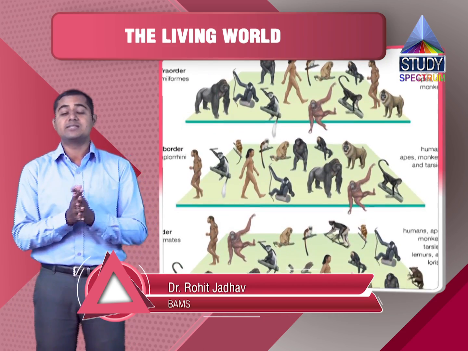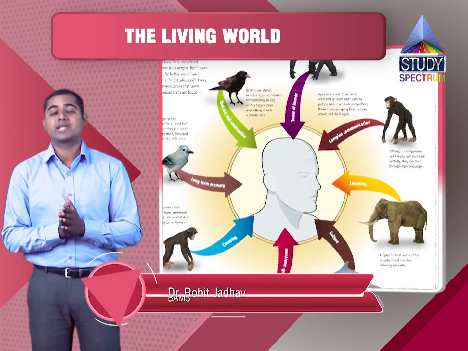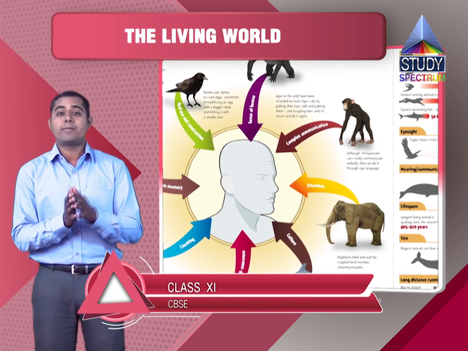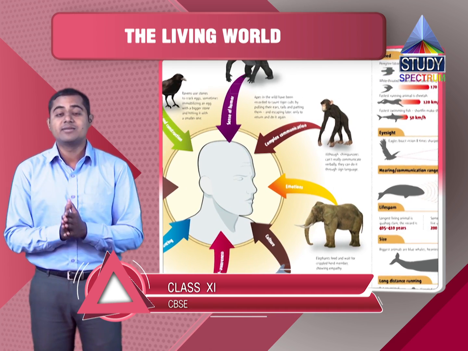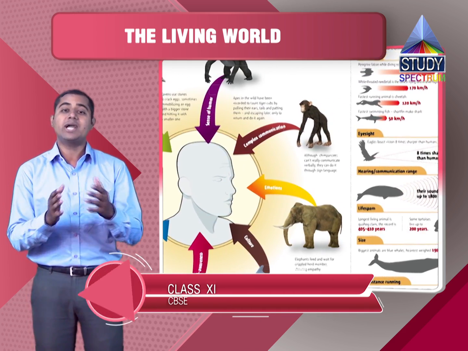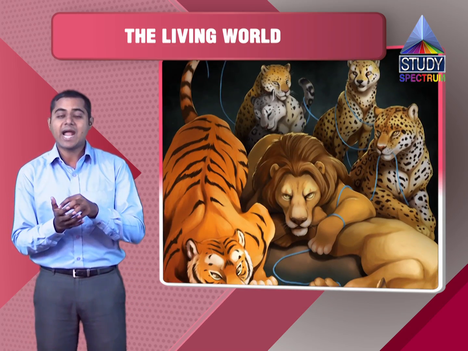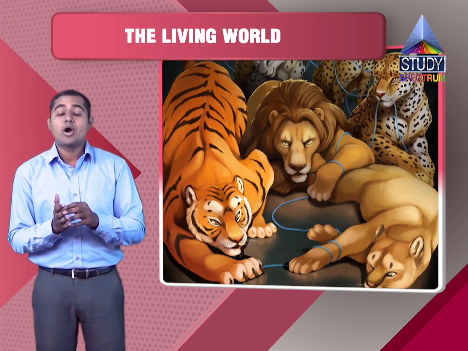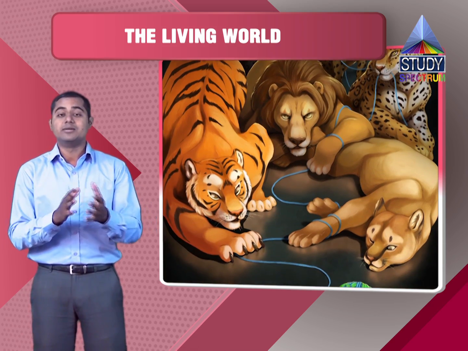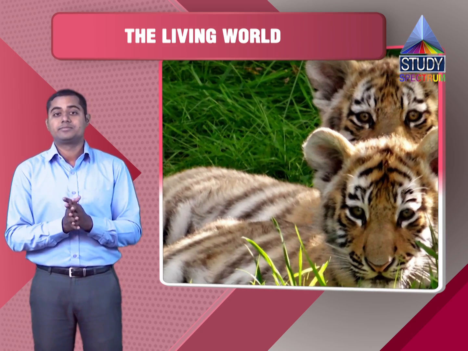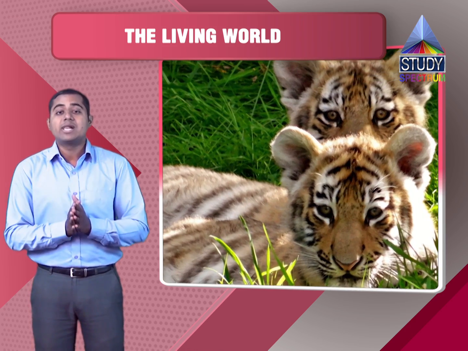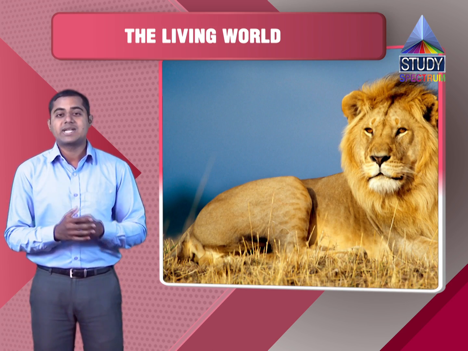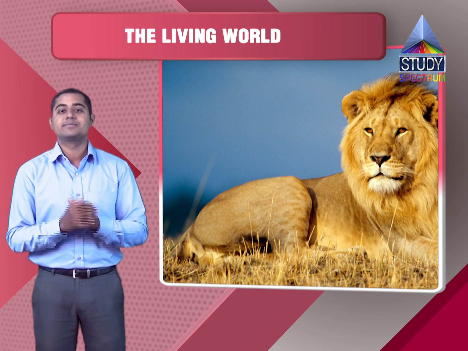There are different families. There is a family Felidae, which consists of different genera: Panthera, then Felis. Panthera and Felis are a cat group. In Felis, all the cats are there. In Panthera, all the wild cats are there, like tiger, panther, or lions. Lion's name is Panthera leo. Tiger's name is Panthera tigris.